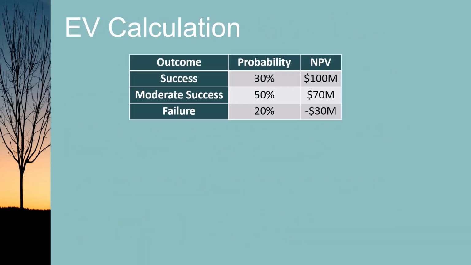Our simple tree had three potential outcomes from the decision to roll a high price product out. They are summarized in this table. The outcome of success has a 30% probability and NPV of $100 million. Moderate success has a 50% probability and an NPV of $70 million, while failure has a 20% probability and an NPV of minus $30 million.